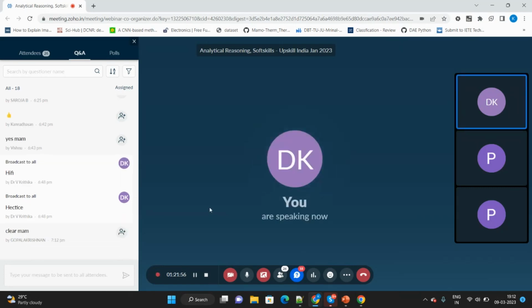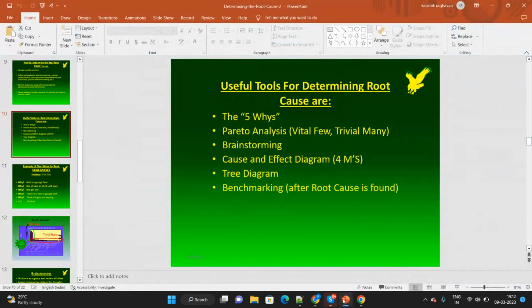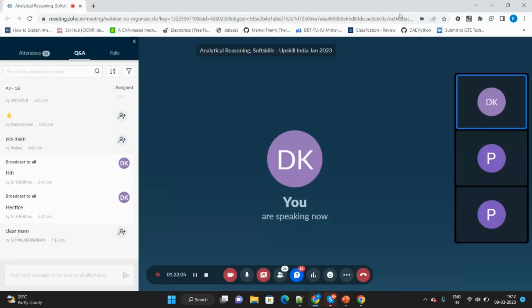Thank you, Gopal. So today we just saw some examples on 5Y, right? 5Y is just one technique for identifying the root cause analysis. There are other techniques which we will cover in the coming weeks. But for this week, we started off with 5Y analysis.